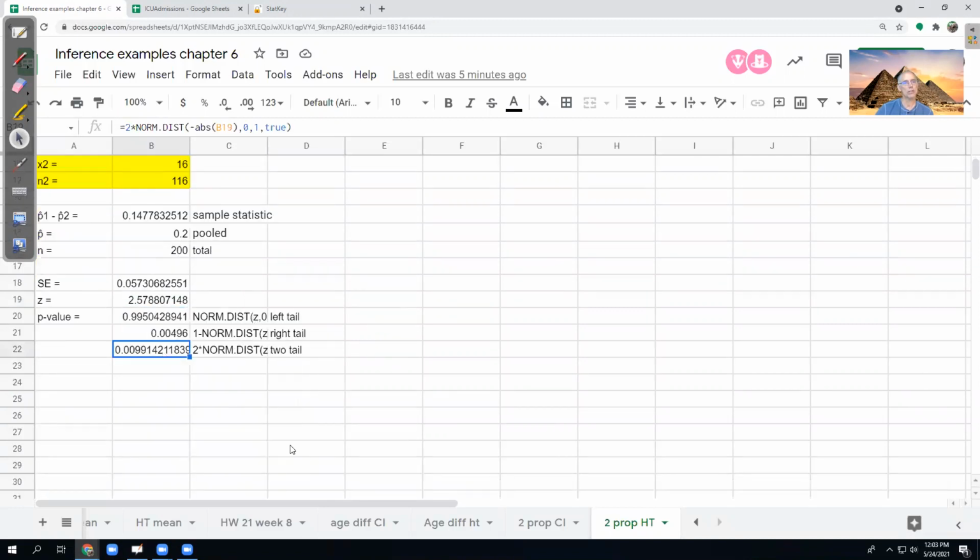And the two-tailed version gives me 0.0099. So about 1% is my p-value. And to find that, I used the norm dist for the left tail and doubled it. That was the easiest way to go about it. And I had to do a little mathematical jiggery-pokery on that. I'll draw a picture as to why.